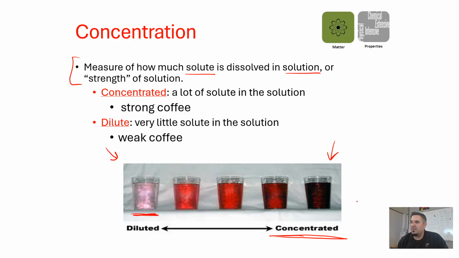So this one is going to be our concentrated side. This is going to be our diluted side. So what does concentrated mean? Concentrated means that there's a lot of solute in the solution. So in the case of this one, there's a lot of Kool-Aid in this water. Whereas this one, there's a lot of water in that water. Just a little bit of Kool-Aid in there.